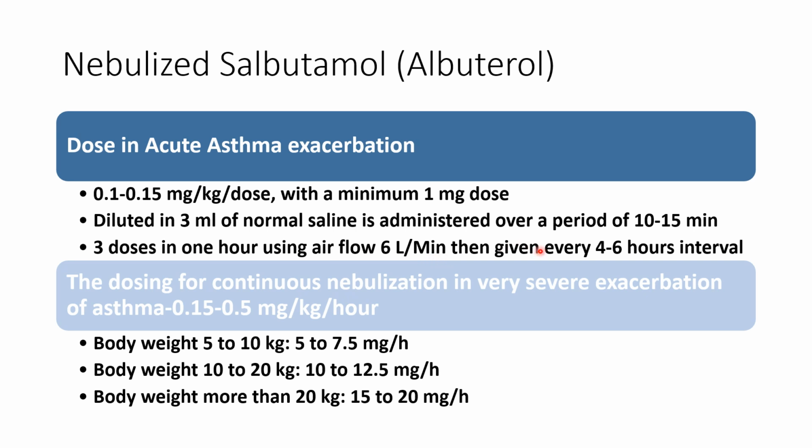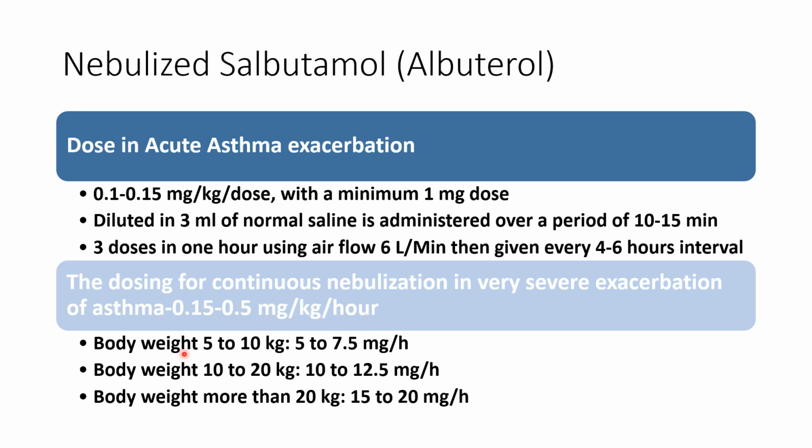And then after this 1 hour of 3 doses of nebulized salbutamol, we have to repeat the similar dose every 4 to 6 hours interval. Instead of this intermittent nebulization, we can give continuous nebulization in very severe exacerbation of asthma. Dose is 0.15 to 0.5 milligram per kilogram per hour.